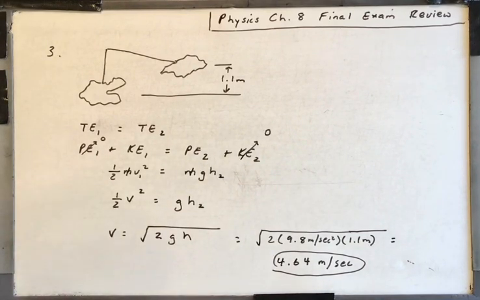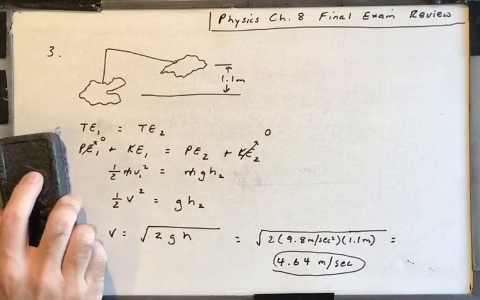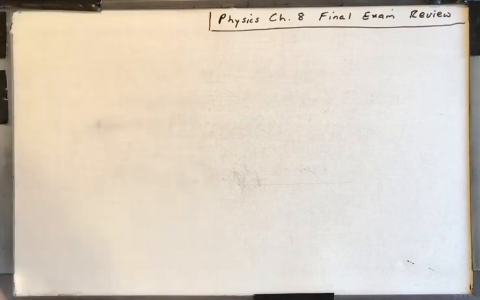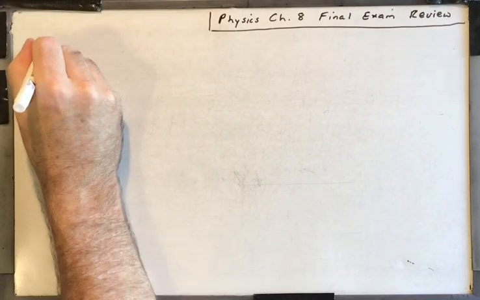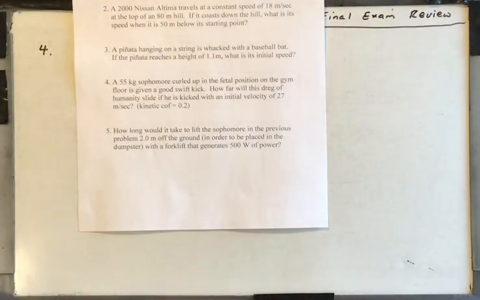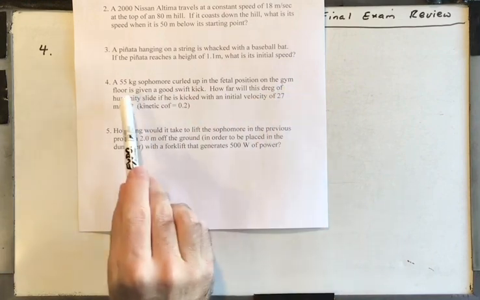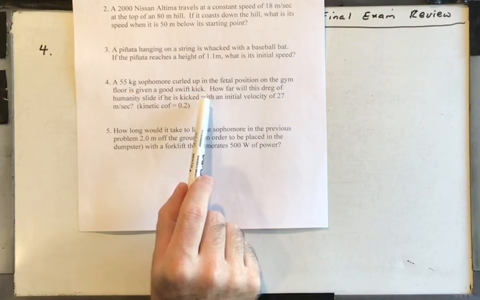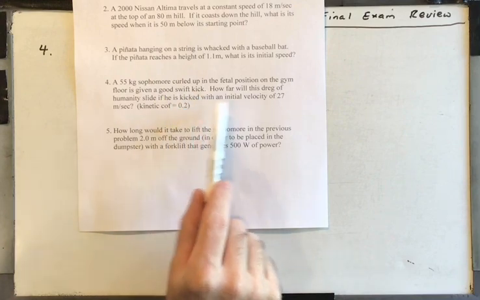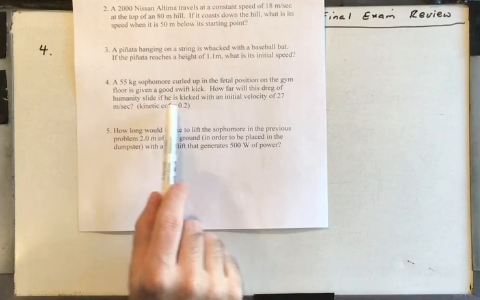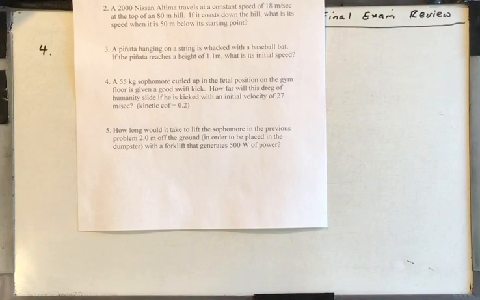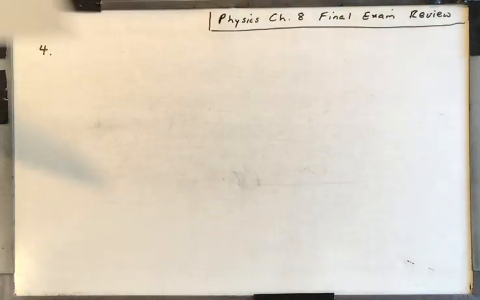All right, so moving right along, let's go to number 4. Number 4 says a 55 kilogram sophomore curled up in the fetal position on the gym floor is given a good swift kick. I wonder if any of you juniors and seniors would like to do that to the occasional sophomore. How far will this drag of humanity slide if he is kicked with an initial velocity of 27 meters per second? Wow, that is quite a boot. And we have a kinetic coefficient of friction of 0.2.